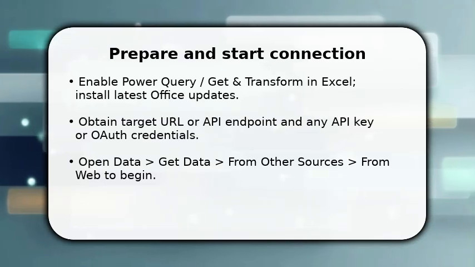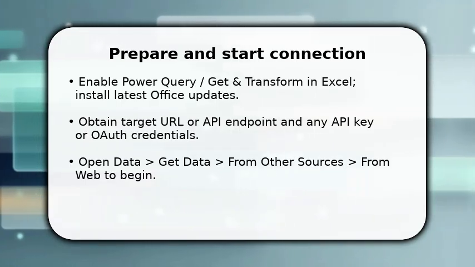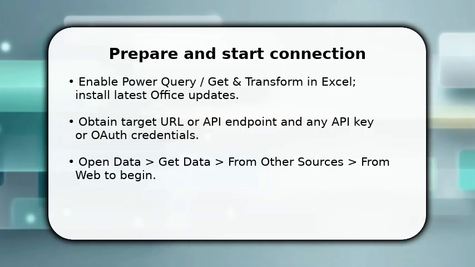Enjoy the video. You begin by making sure Excel has Get and Transform Power Query active and Office is updated. Once done, grab the API endpoint or URL and the API key or OAuth credentials you need. Next, in Excel, choose Data, then Get Data. From other sources, from web, paste the URL.